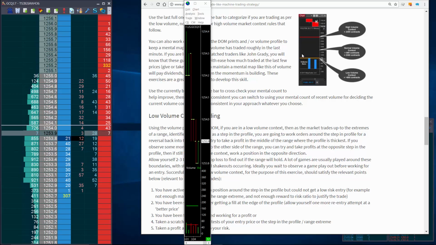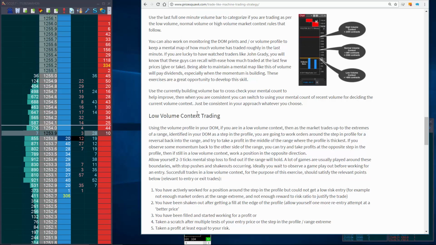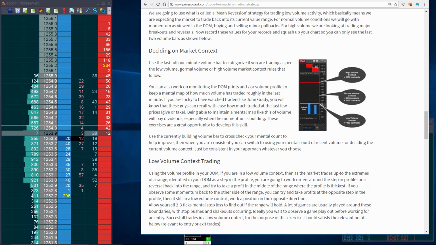Now, at the risk of confusing everyone, I'm going to stop there. It's clearer to read the trading exercise on the website.